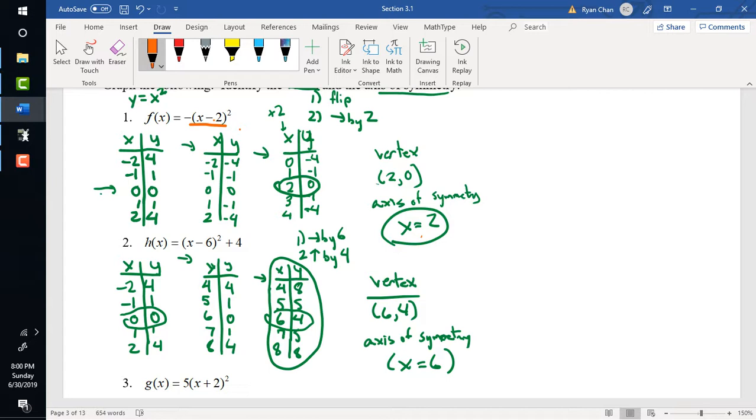Sorry, this is (2, 0), because I'm shifting to the right by 2. And notice for number 2, negative 6 and plus 4, so it's (6, 4). Because my vertex is (0, 0), I moved 6 to the right and then 4 up, so it'll be (6, 4). So if you look back, you can easily identify where your vertex will be. And once again, your vertex only gets moved through your shifts, not your stretches or your flips.